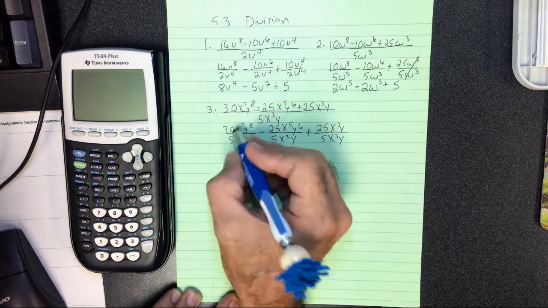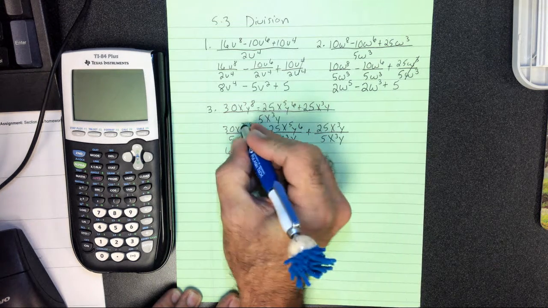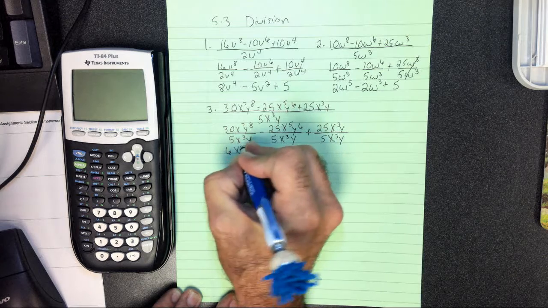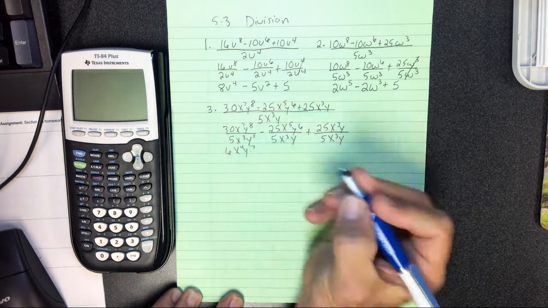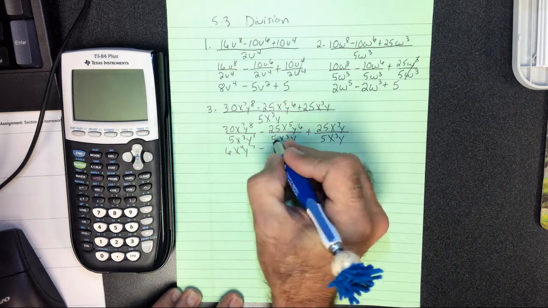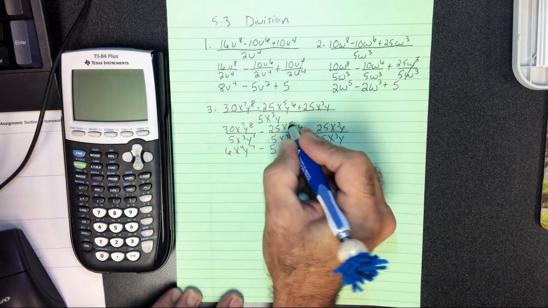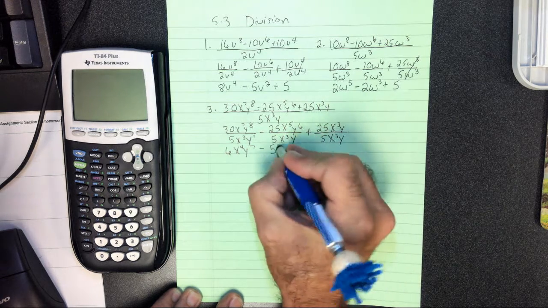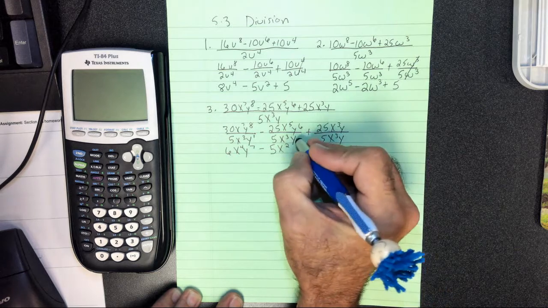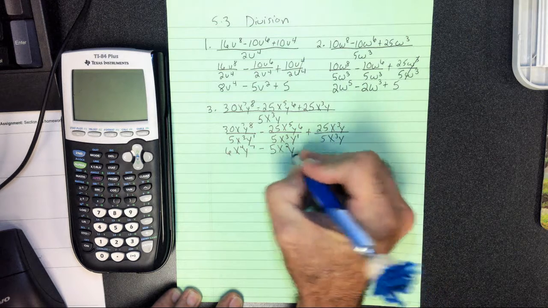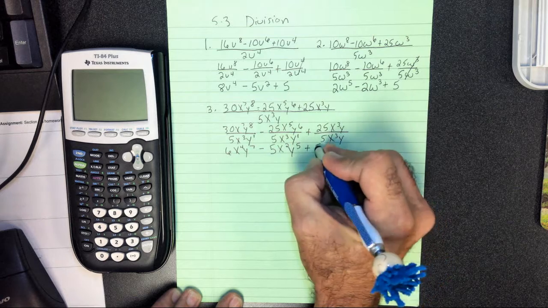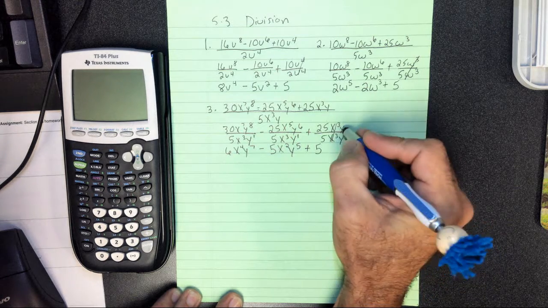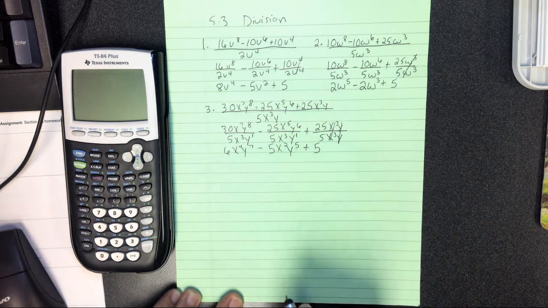So 30 divided by 5 is 6. 7 minus 3 leaves me 4 x's. 8 minus 1 leaves me 7 y's. Minus 25 divided by 5 is 5. 5 x's minus the 3 leaves me 2 on the x's. y6 minus y1 leaves me y5. Plus 25 divided by 5 is 5. x3's cancel, y's cancel. So there's my final answer.